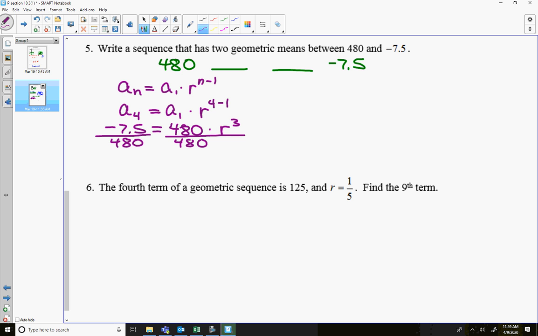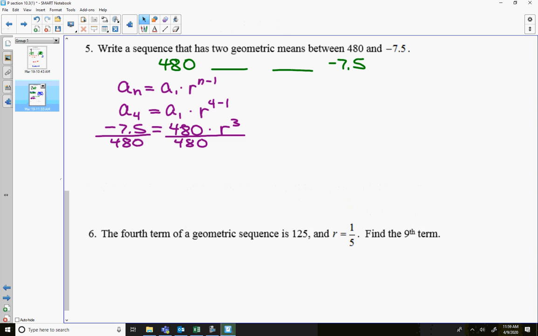All right. And this got into some nasty decimals. Doing this with the calculator. So negative 7.5 divided by 480. Punch that out in the calculator. We got negative 0.015625 equals r cubed.